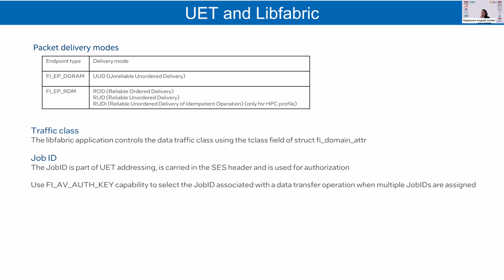The SES sublayer is aware of only data traffic class. The Libfabric application actually is not aware of different traffic classes that are used by the packet delivery subsystem. There is one field called T class in the FI domain attribute. Whenever we create the domain resource, the T class field will have the information about the data traffic class that is going to be used, whether it is going to use a default one or something else.